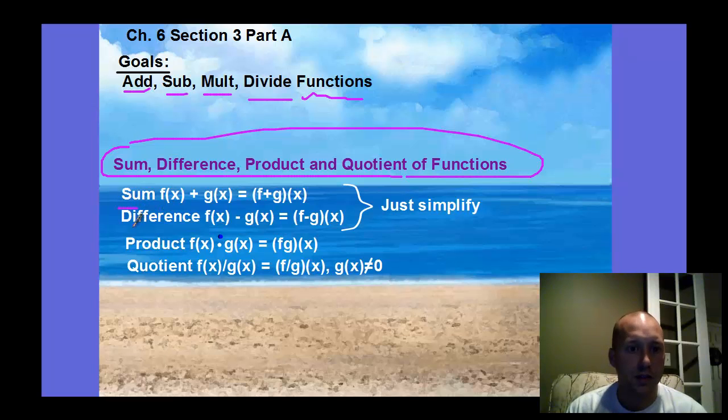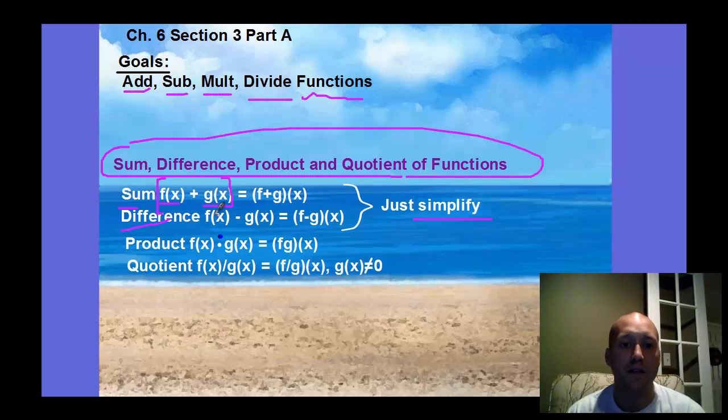For sum and difference, all we're really doing here is just simplifying. The only thing that may be a little different is this notation. So f of x plus g of x is the same thing as f plus g of x. This notation means we're just taking two different functions and adding them together. So we're just adding like terms. So we use this notation, the function notation, to say what you're doing with the functions.